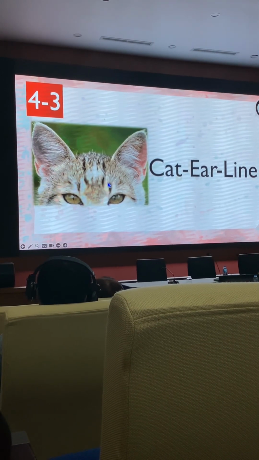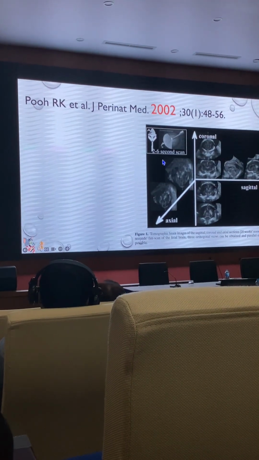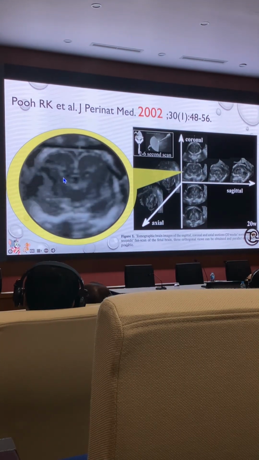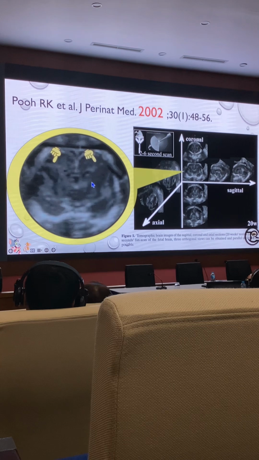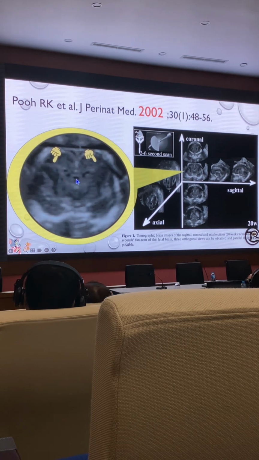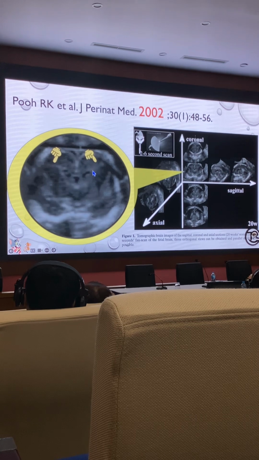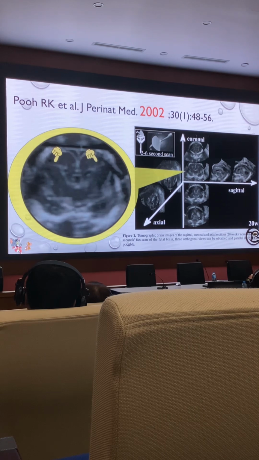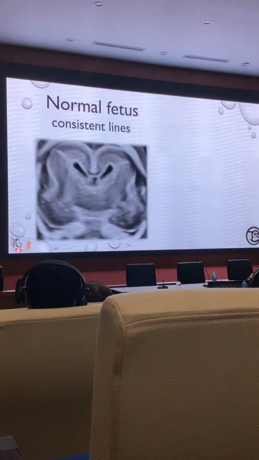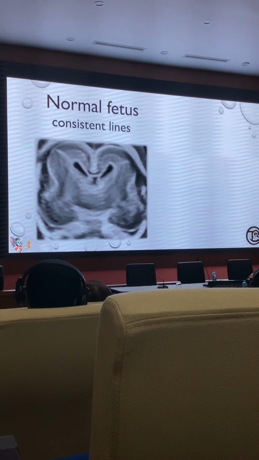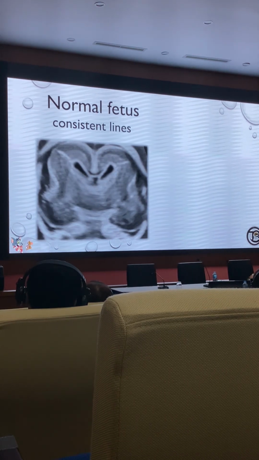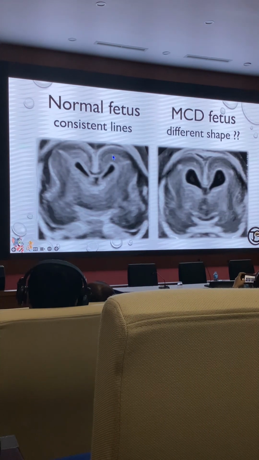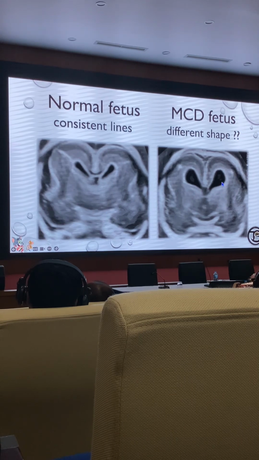What is a cat ear line? Over 20 years, I looked at the brain, and I looked at this line all the time by transvaginal neurosonography. What is this? I asked many professors, neurosonography experts and MRI experts. However, they don't know about that. In a normal fetus, here you can see the line, the Cartier line, but in an MCD fetus, sometimes it has a very different shape.